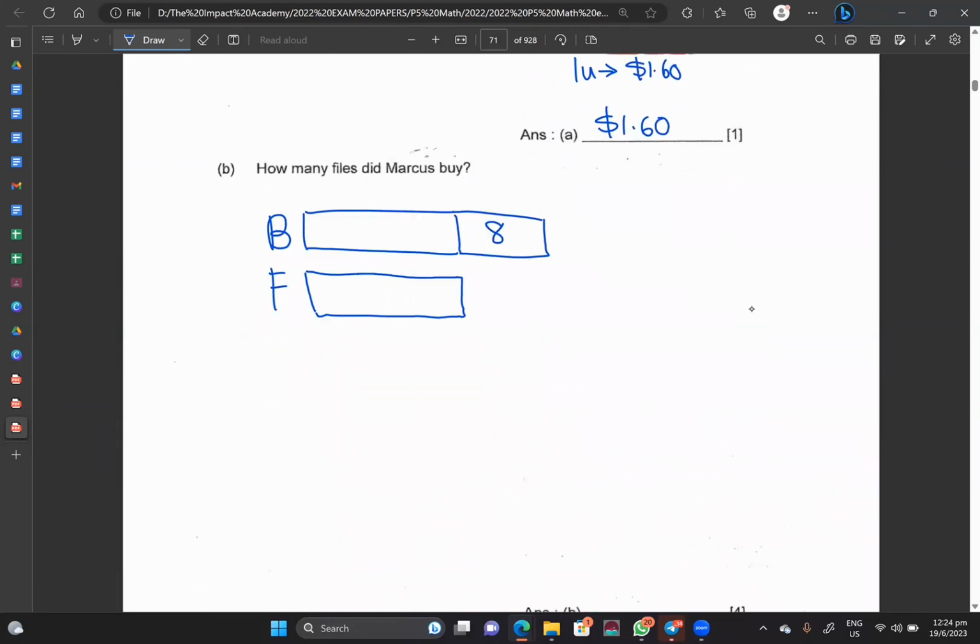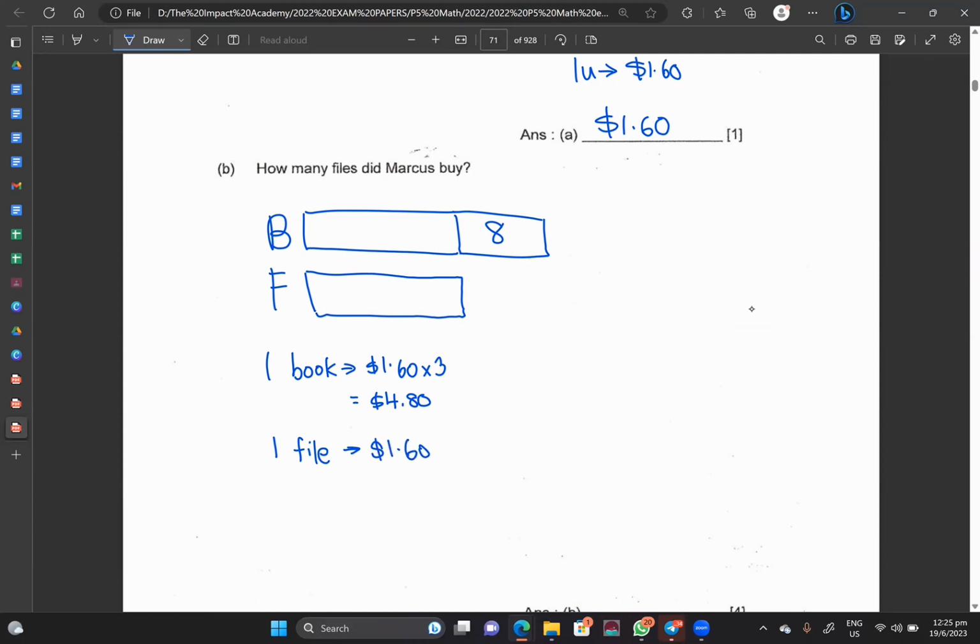We do not know the price of the books, but we know the price of the files. And we can see that the book costs 3 times as much as a file. So we can find out the cost of one book. The cost of one book is simply $1.60 times 3, and that gives me $4.80. All right, so that is the price of one book. And we also know the price of one file is $1.60. I'm just going to write it down over here.